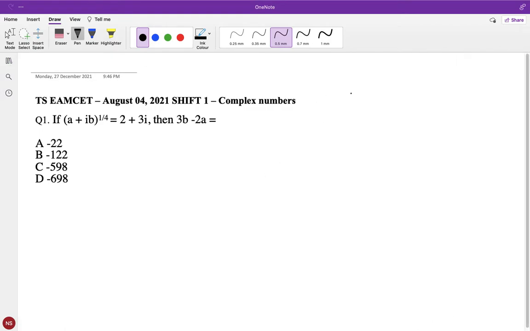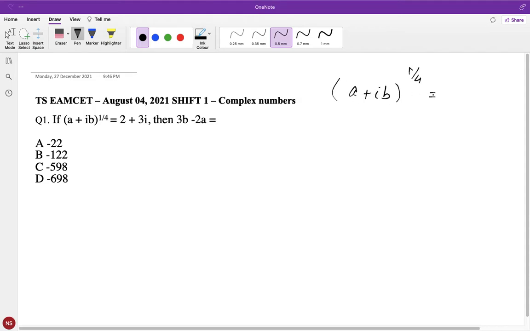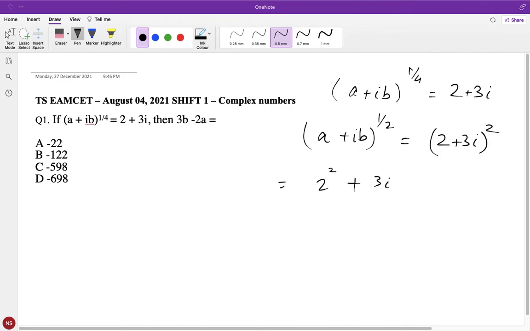It says if a plus iota b raised to the power 1 by 4 is equals to 2 plus 3 iota, then 3b minus 2a is what? It's very easy, shouldn't take much time to solve it. First let us square it. So if I square 1 by 4, I will get 1 by 2, and this is 2 plus 3 iota squared. So a square plus b square is a square plus b square.